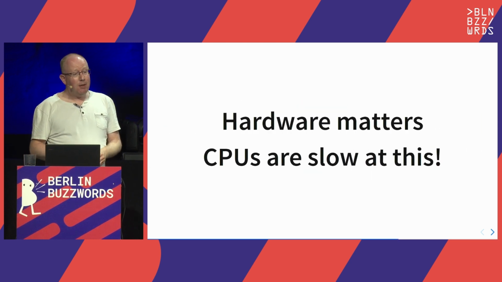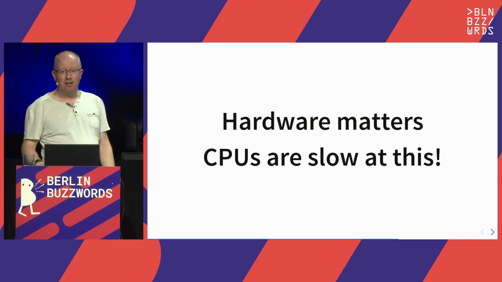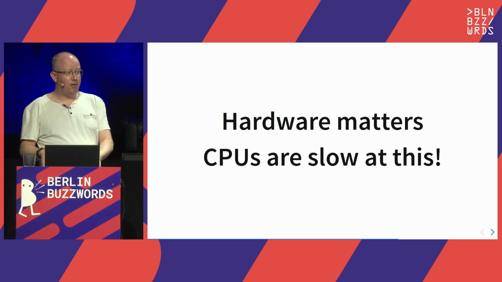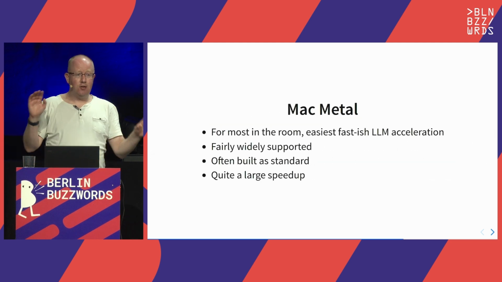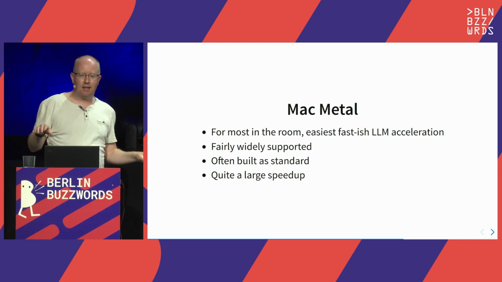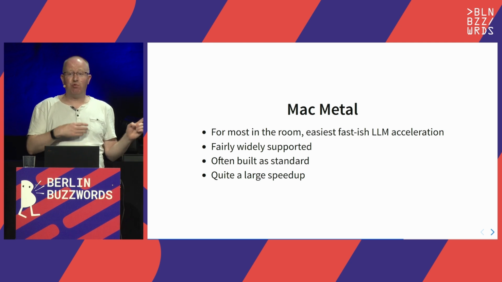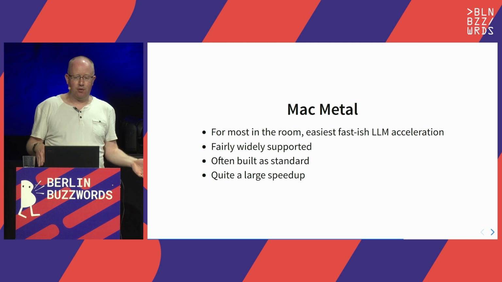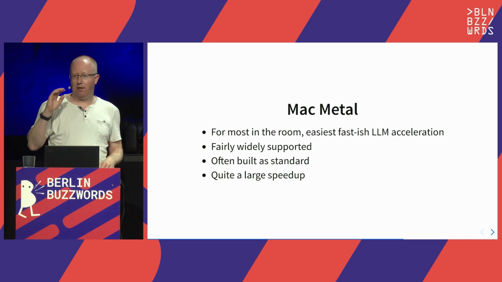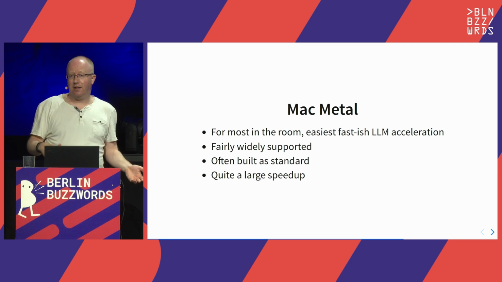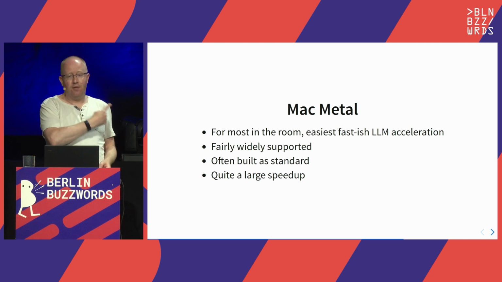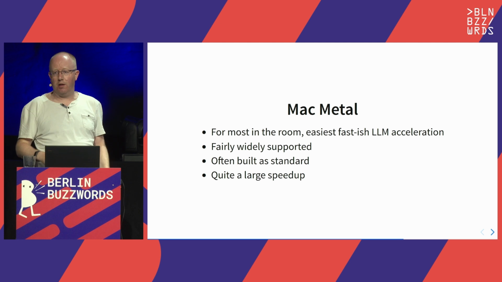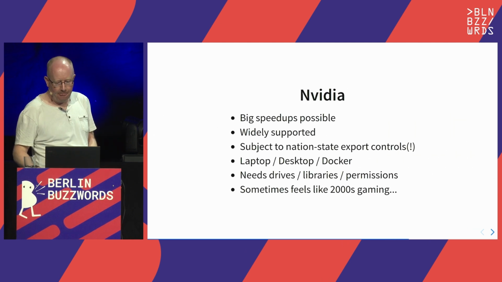Hardware-wise, CPUs are really slow at this. Running it on your laptop on the CPU for testing is fine, but not for production. For most of you in the room, looking around, there's a lot of Macs in the room, the Mac Metal stuff is pretty good, and it works out of the box. It will make your locally run LLMs much faster, very easy to get started with. You do have libraries, but everyone pre-builds for it, and you get quite a big speed up. So certainly for testing, this is what you probably want to be using for most of you in the room. It will make things a lot better.